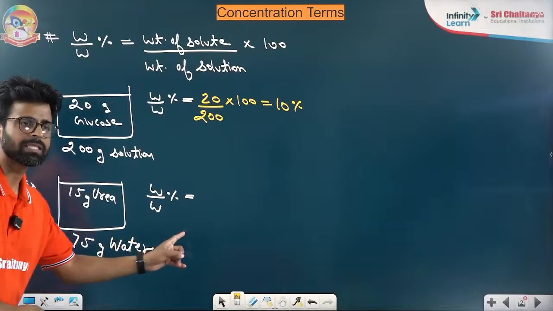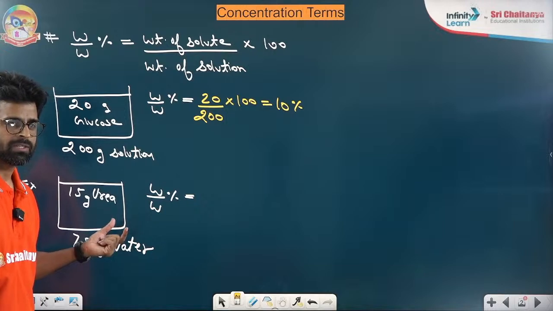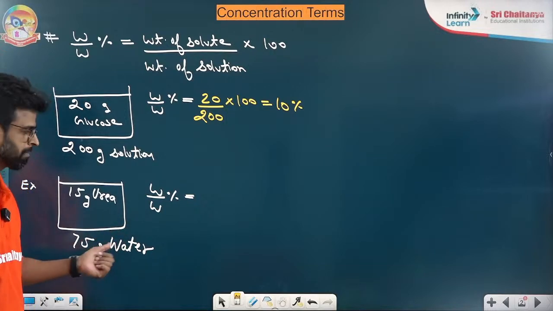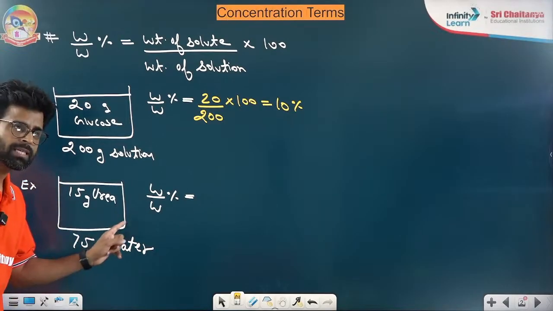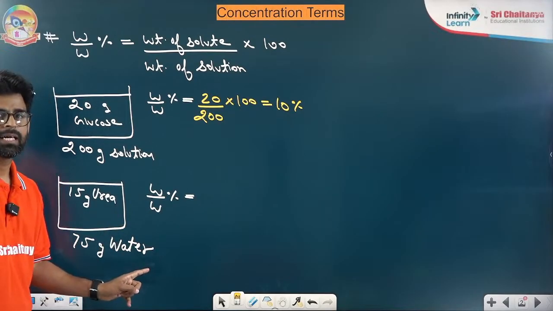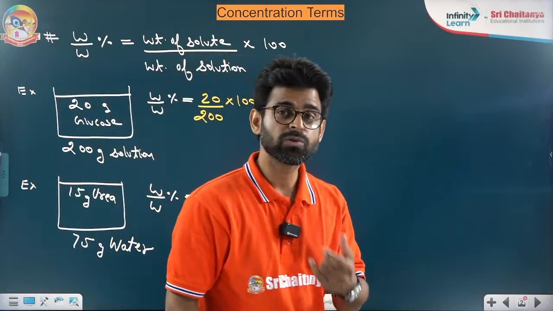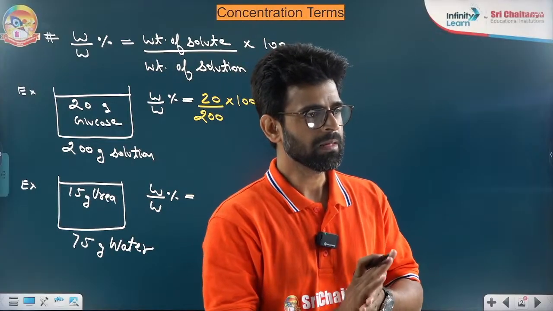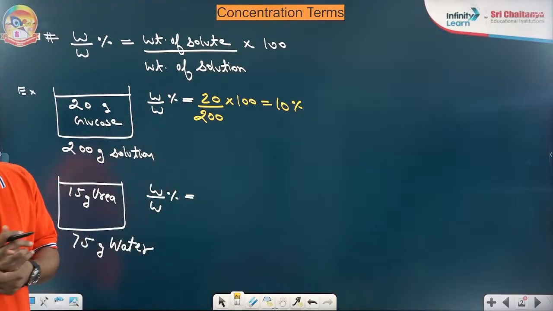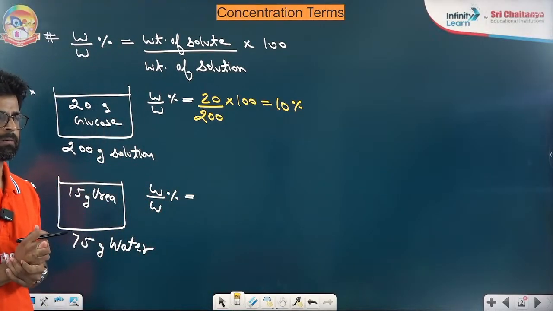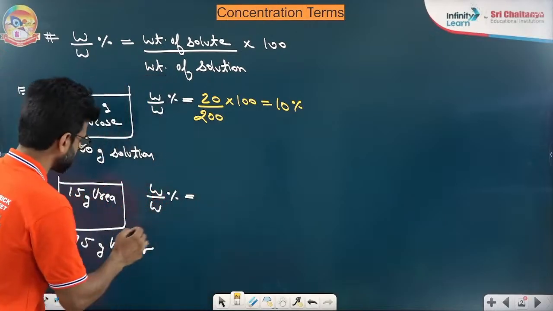In the second case, tell me what is coming. The second one is a little different. Don't make a mistake here. Find the weight by weight percent. Be careful, this is the weight of solute, this is the weight of solvent. In weight by weight percentage, I have to take the weight of solution. Tell me, in the second case, Lakshmi is saying 16.67. Fine.